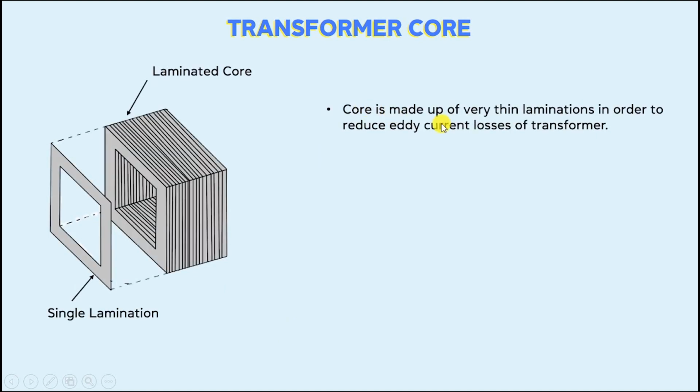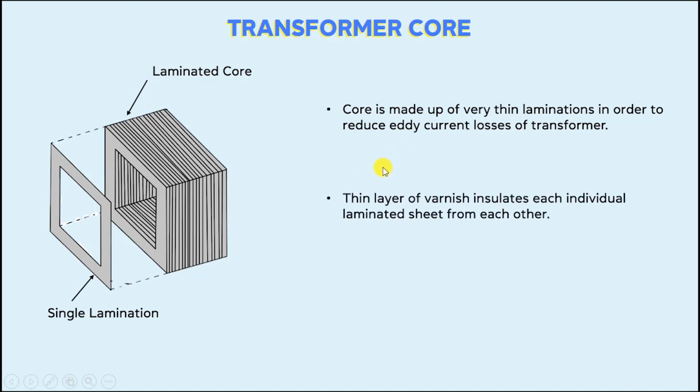The transformer core is made up of very thin laminations in order to reduce eddy current losses of transformer. Here you can see the transformer core is made up of very thin laminated sheets. Thin layer of varnish insulates each individual laminated sheet from each other. This is the single laminated sheet, and each sheet of the transformer core is insulated from each other by the varnish material.